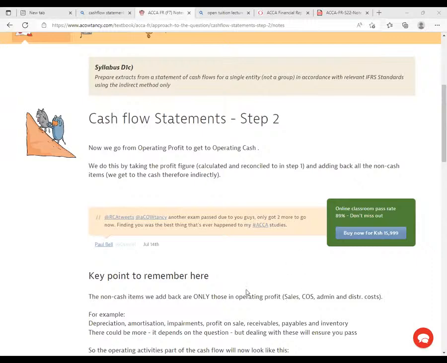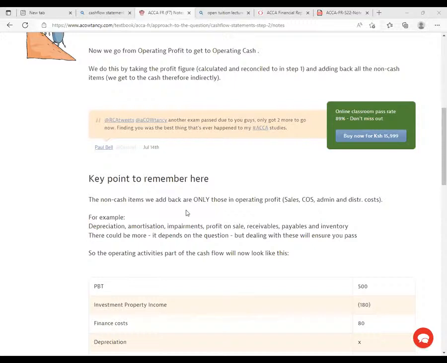Key points to remember here. The non-cash items we add back are only those in the operating profit: the sales, cost of sales, administration, and distribution costs. For example, depreciation, amortization, any impairment, profits on sale, receivables, payables, and inventory. Basically, these three are what we call the working capital changes. There could be more. It depends on the question. But dealing with these will ensure you pass.